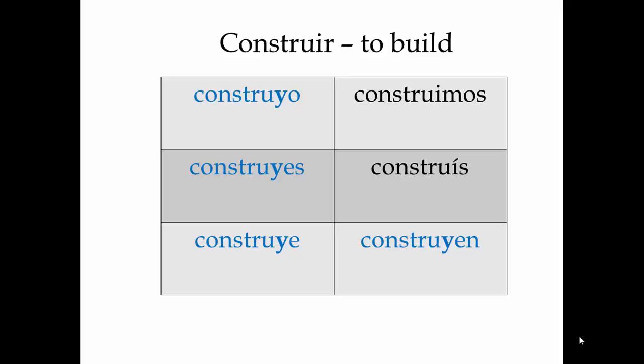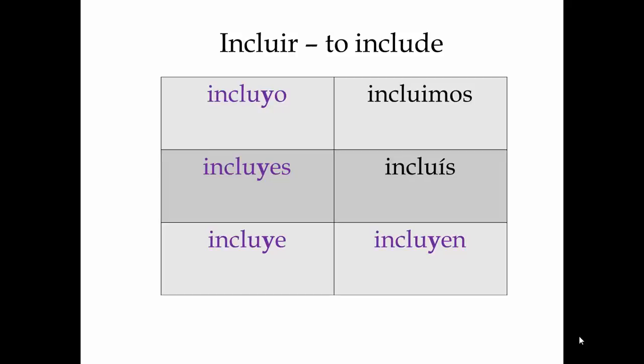The next verb we're going to conjugate is the verb incluir, to include, and it looks like this. Incluyo, incluyes, incluye, incluimos, incluís, incluyen. So you have to pronounce that Y as well as writing it in there. There's not too many of these verbs.